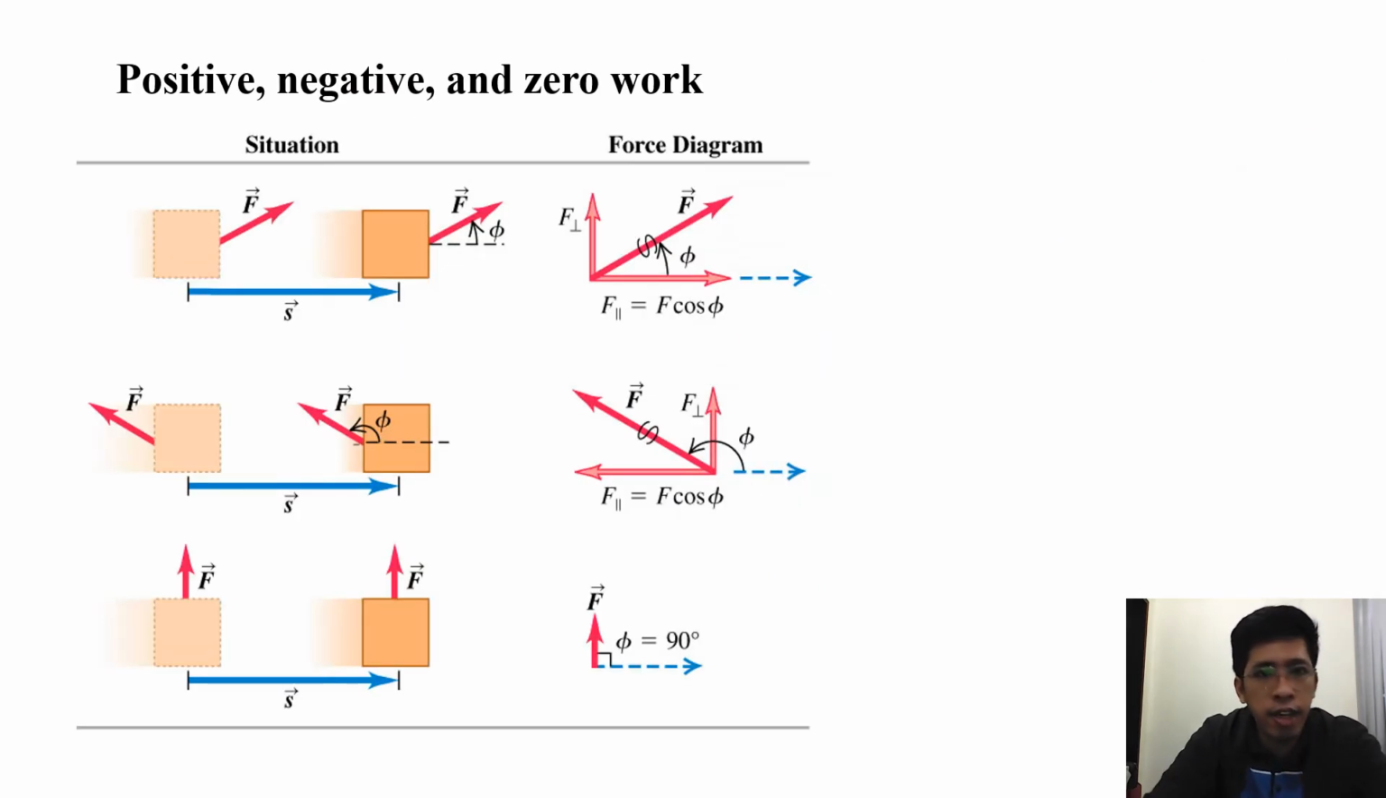Now we have here three situations. By the way, work can be positive, work can be negative, and work can also be zero. Like, for example, in the previous example wherein the father carries the baby across the room, the work of the father is zero. And why is that so? Let's discuss the different types of work one by one.